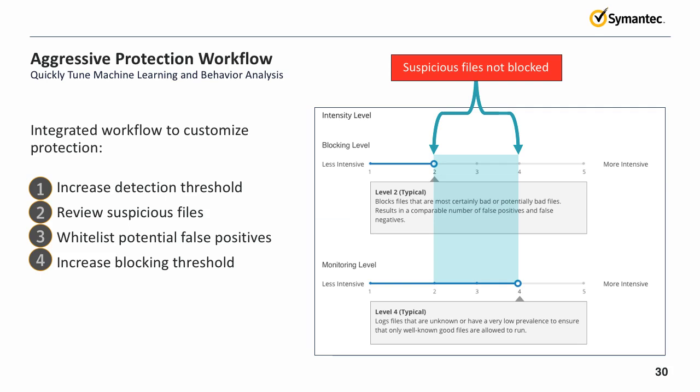Set the intensity levels to quickly tune machine learning and behavior analysis. The blocking level determines the threshold for blocking detections on known and unknown file types. The monitoring level lets you control logging. Use logging to help determine what types of detections the policy makes at a certain level before you start to block at that level. The intensity level settings are the first step in an integrated workflow that allows the administrator to customize the advanced level of protection needed in their environment.